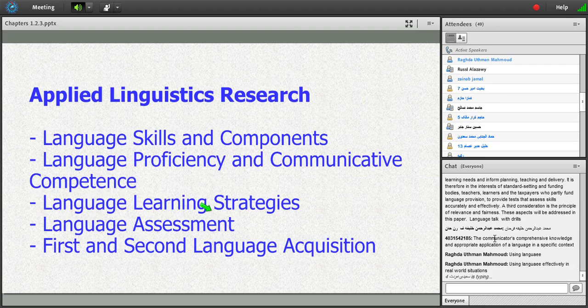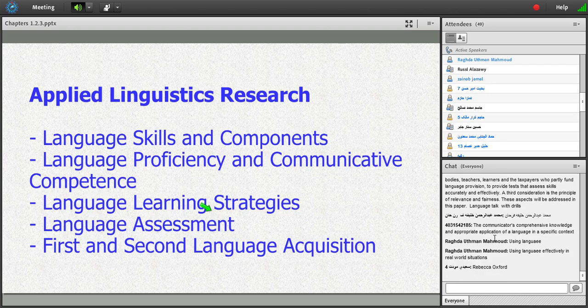So let me write her name here. Rebecca Oxford was actually the scholar who presented the list of language learning strategies, cognitive strategies, for example, when you take notes when you listen to something. And based on your notes, you can give a summary of the listening. That is a kind of cognitive strategy.